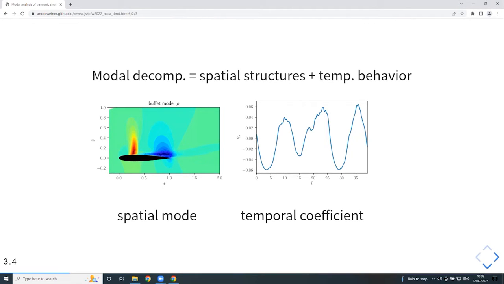A few words on what modal decomposition actually means, because it's not such an intuitive name, I would say. Imagine you have snapshots from an unsteady flow, you have your flow fields that are changing over time. What modal decomposition does in general is it takes those snapshots and separates them into something that is changing in space, but not over time, and another part that is only changing over time. So that makes this decomposition between changes in space and changes in time.